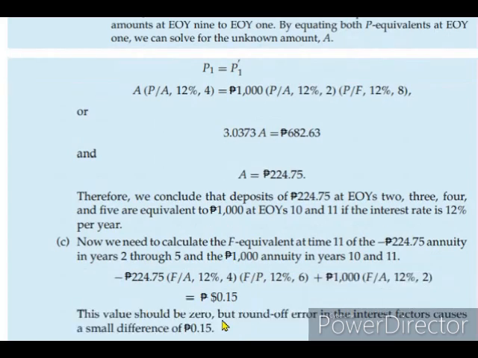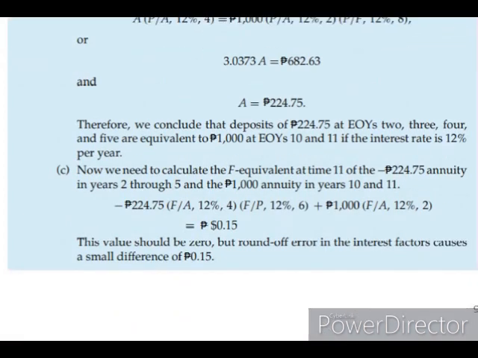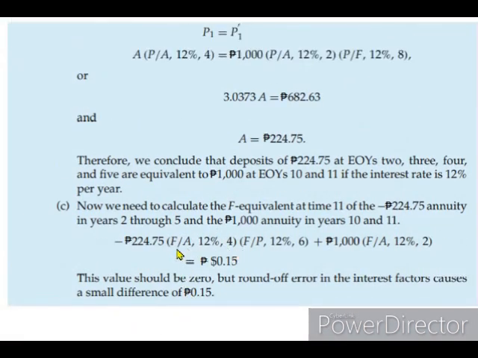Next, letter C naman. Now we need to calculate the F equivalent at time 11 of the 224.75 pesos annuity in years 2 through 5, and the 1,000 pesos annuity in years 10 and 11. So, kunin natin yung F equivalent, or future equivalent. Dito, ang ginawa, yung formula na finding F given A, kasi nakuha na natin yung A. So, 4 siya kasi apat na beses lang siya nag-deposit, sa period 2 to 5. Tapos, yung makukuha natin doon na future amount, yun ngayon yung magiging present amount para dito.